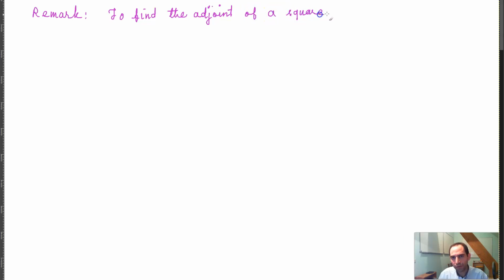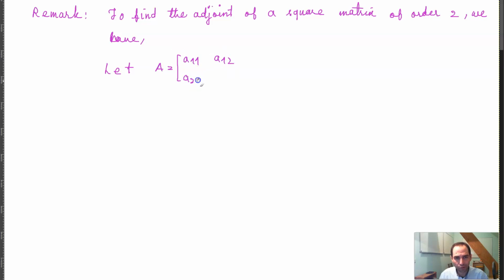Now, as a remark, to find the adjoint of a square matrix of order 2, let's say that A is, for example, this square matrix A of 1 1, A of 1 2, A of 2 1, A of 2 2. This is your square matrix of order 2. Now what we did was that we calculated the cofactors of each of these elements, right?